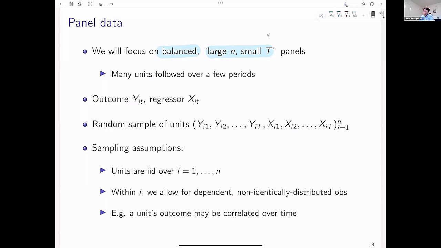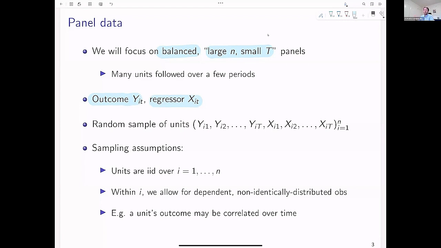And so in principle, we're going to have an outcome variable y, which is going to be indexed by i and t. So y_it will be the outcome for unit i observed at period t. And then we're going to have a regressor or an independent variable x_it.